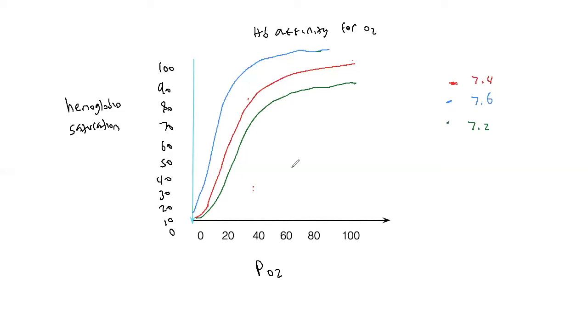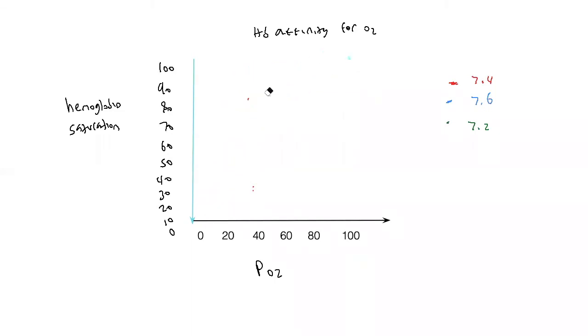Next is going to be the effect of temperature. Let's go ahead and get this out of the way. Okay, so now we have the effect of temperature. And we're going to have some temperatures here. And our baseline temperature is going to be about body heat, or a normal body temperature, about 37 degrees Celsius.